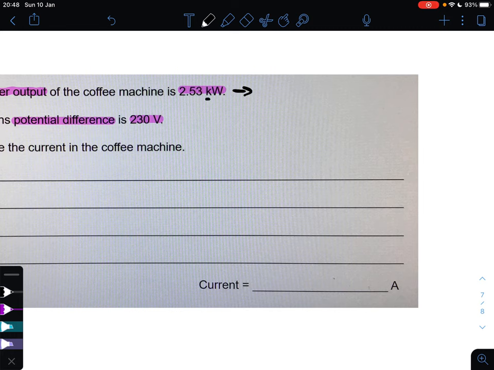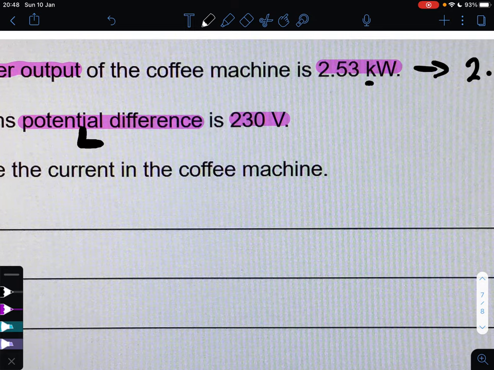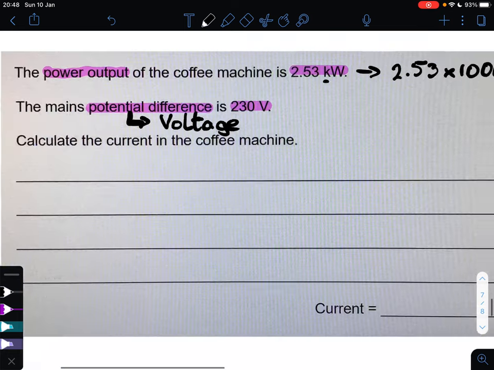A kilo, as we remember from a kilometre or a kilogram, means 1,000. So I times 2.53 by 1,000, and that will convert that number to 2,530 watts. So there's my power. Next, they've used the word potential difference, and that is another word for voltage. They have the same meaning, and it's 230 volts.